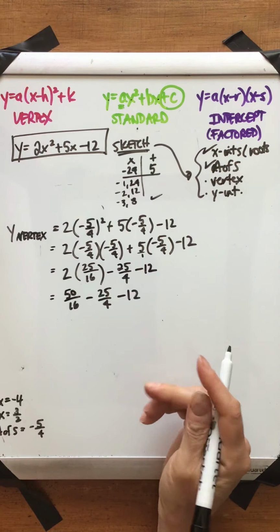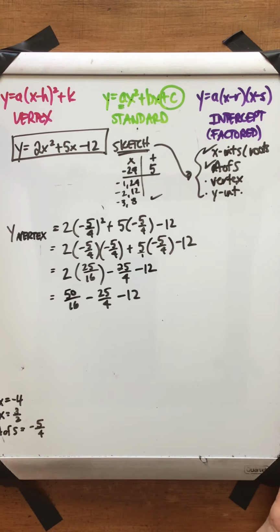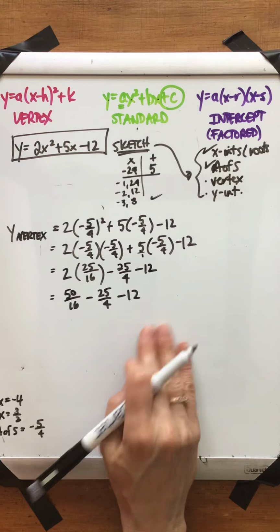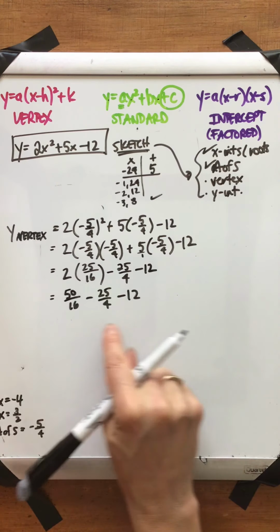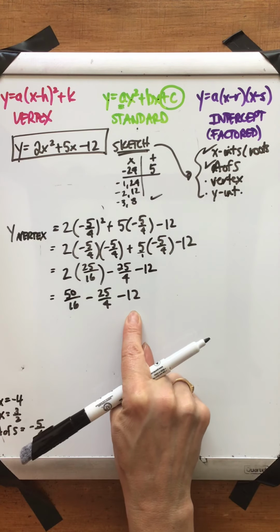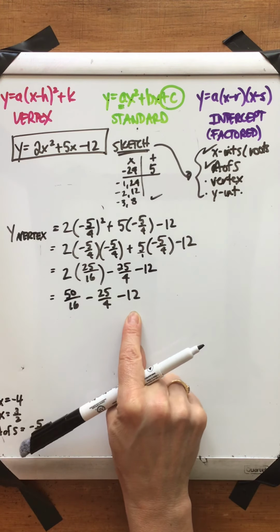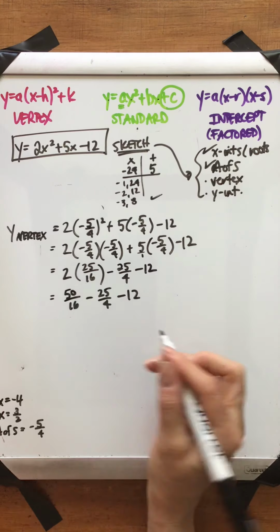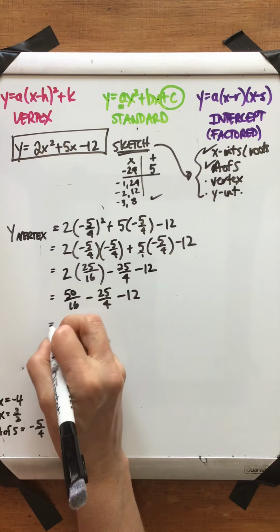Now you might go, yuck, how can I do this? Don't run to your calculator just yet. You can do this. These are all different sizes. This is sixteenths, quarters, and wholes, but we can make them all the same size and then we can add and subtract them. Let's make them into the smallest size, which is sixteenths.